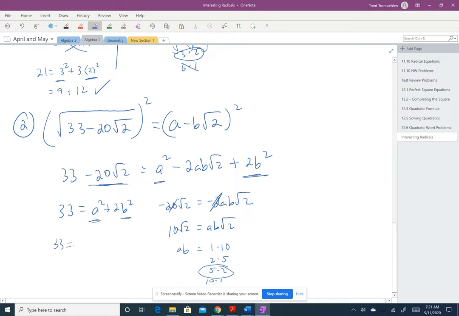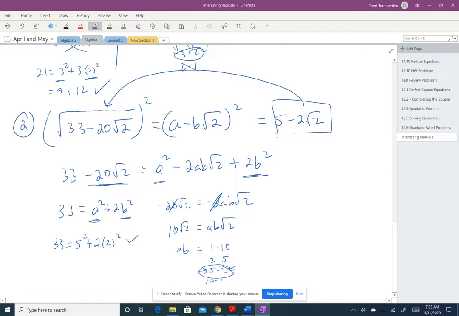And so does 33 equal 5 squared plus 2 times 2 squared? Yes, that does turn out to work, because you get 25 plus 8 equals 33. So the correct answer to this problem is when a is 5 and b is 2. So that means the square root of 33 minus 20 radical 2 is equivalent to 5 minus 2 root 2. You can type that into your calculator to check to see if you got the same answer. But if you do, you'd get that these two things are equivalent to each other.